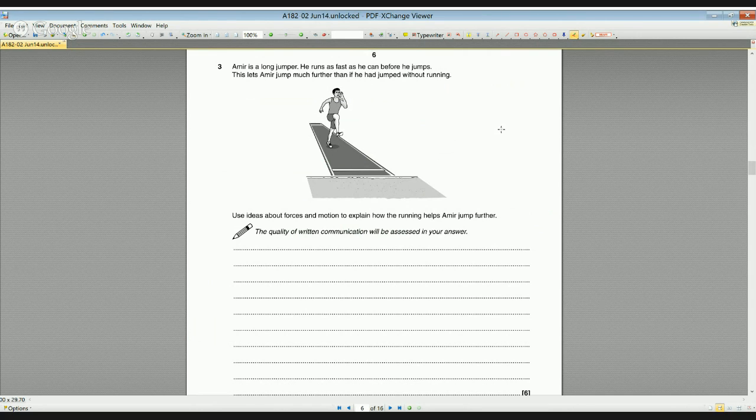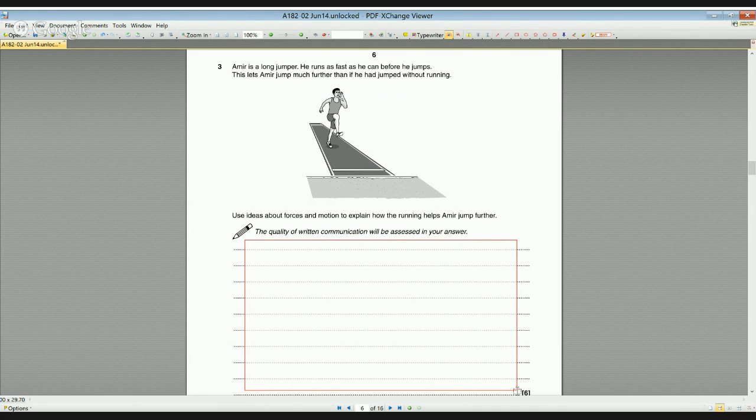Question 3 is the first 6-mark question in this exam paper. This was a question that was aimed at students looking for up to an A star grade. It was a relatively difficult question. We have Amir here. Amir is a long jumper. He runs as fast as he can before he jumps, and that lets him jump much further than if he'd jumped without running. So use ideas about forces and motion to explain how running helps Amir to jump further.